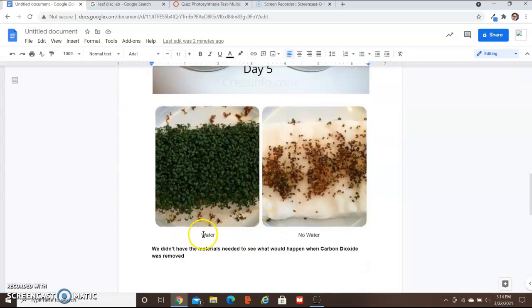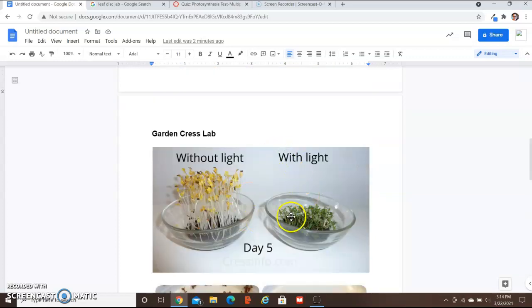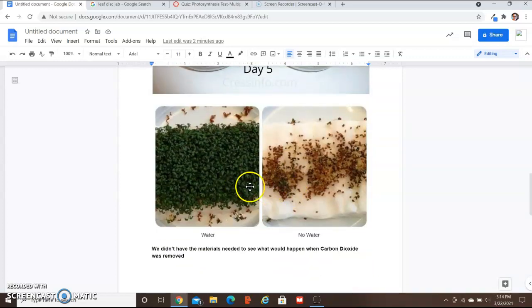Okay, then some people tried water and no water, right? So this one was light, sunlight. We checked that off the list. Second thing on the list is water. So some people put no water, so we got these seeds over here with no water, seeds here with water. At the end, the seeds with no water didn't even sprout. You need water to sprout and for the plant to do photosynthesis. So no water, and you don't even get sprouts at all. So that's very interesting.